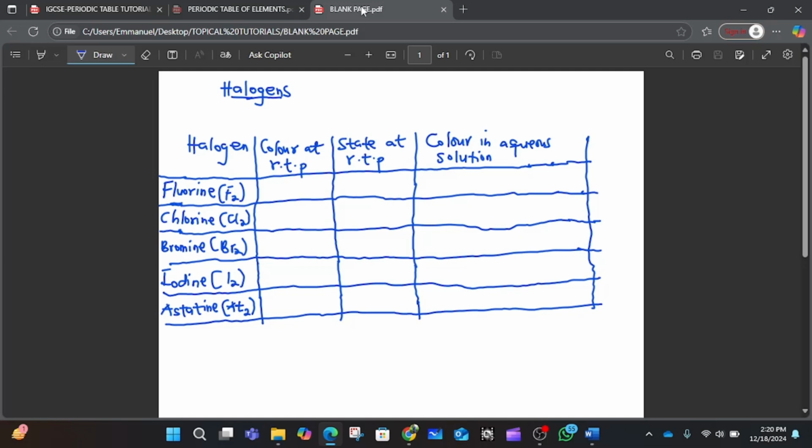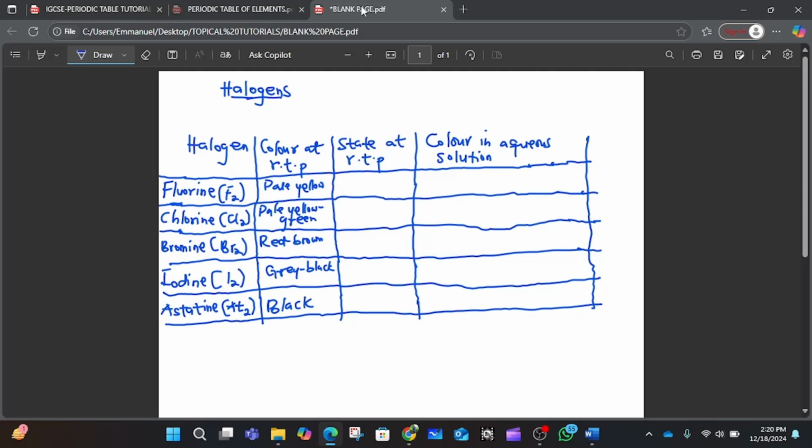The color of fluorine at room temperature and pressure, that's RTP, is pale yellow. Chlorine is pale yellow green in color. Bromine is red brown. Iodine is gray black. That's the color of iodine at room temperature and pressure. And astatine is black.